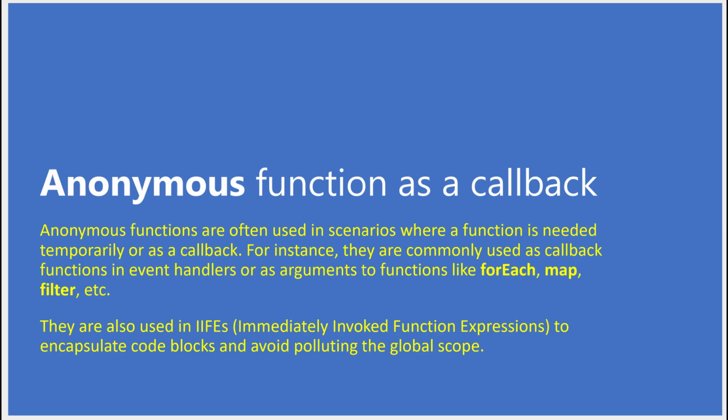Anonymous functions often come into play in scenarios where a function is required for immediate use, or where a function is passed as an argument to another function, also known as callback functions. They are also used in IIFEs, or immediately invoked function expressions, to encapsulate code blocks and avoid polluting the global scope. Consider a situation where a function is needed temporarily or as a callback. Anonymous functions are commonly used as callback functions in event handlers, or as arguments to functions like forEach, map, filter, and so on.